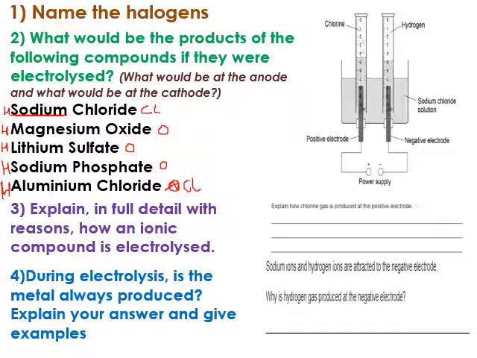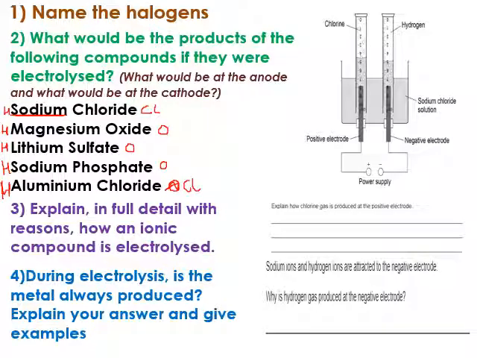No, it's not. Why? Because if the metal is more reactive in the reactivity series than hydrogen, you have hydrogen produced. The example could be sodium, just above. Sodium is higher than hydrogen in the reactivity series, therefore you get hydrogen.